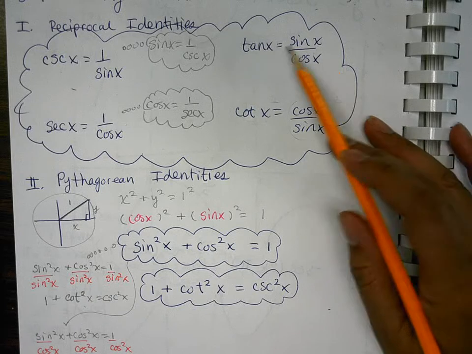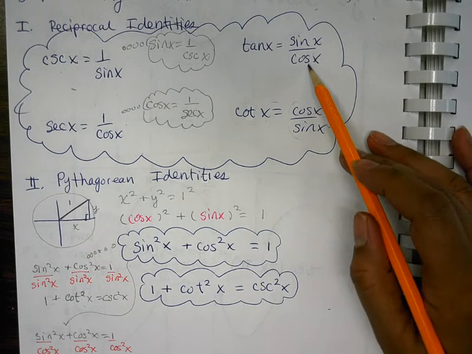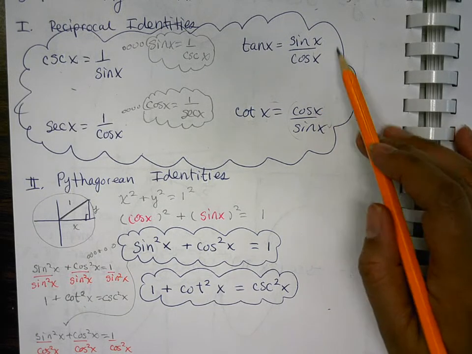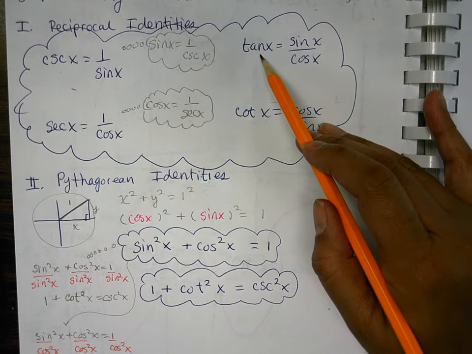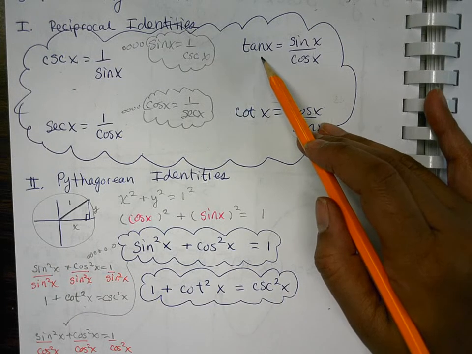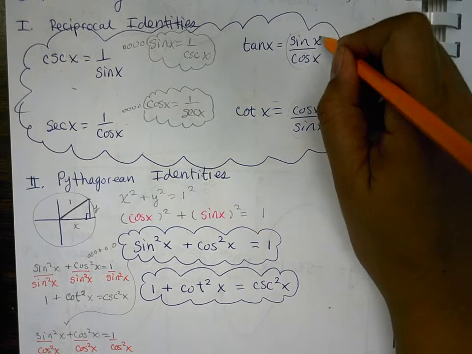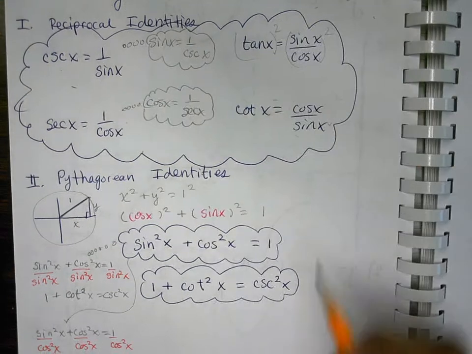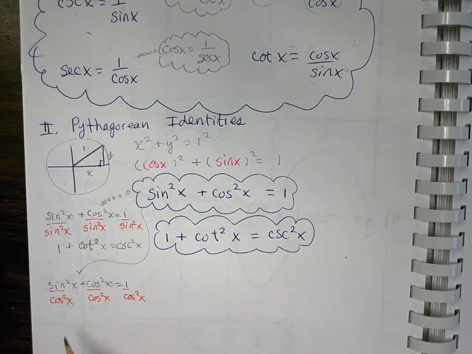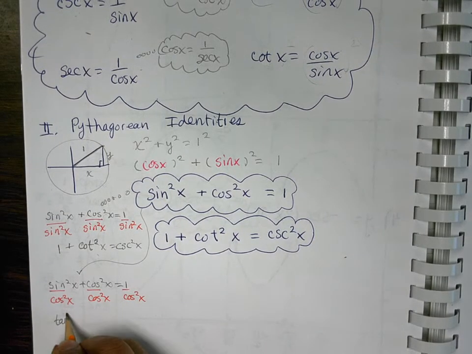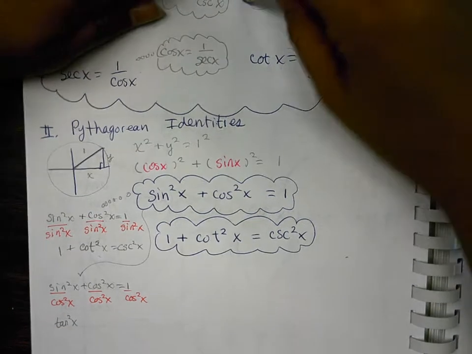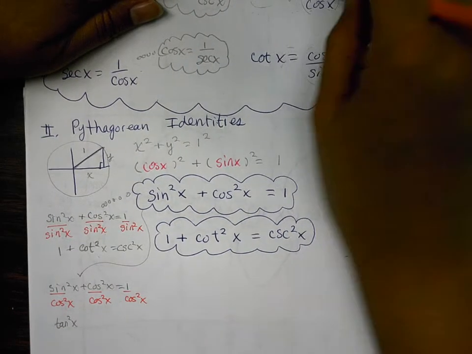Tangent. If I square both sides, would I get sine squared over cosine squared on the right side? Which would give me what on the left side? If I squared both sides, tan squared x. So can I write sine squared over cosine squared as tan squared x?